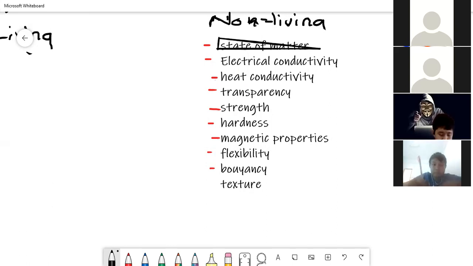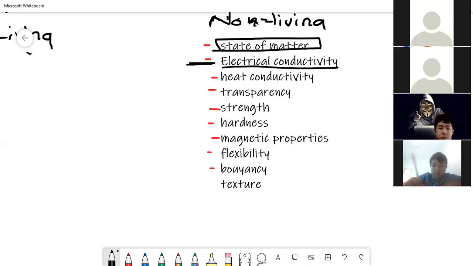Number two, electrical conductivity, page 49. Electrical conductivity is the property that describes whether or not an object is able to conduct electricity. Things that can conduct electricity are known as electrical conductors, whereas those that are unable to conduct electricity are known as electrical insulators.